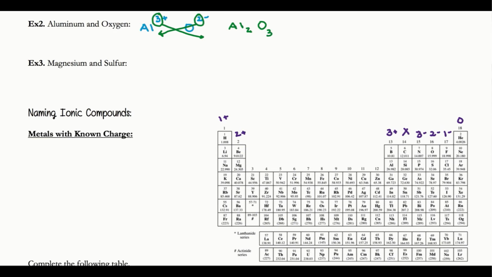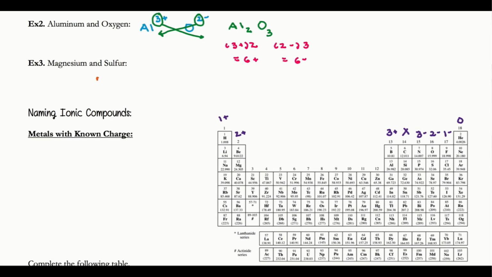I do want to do my due diligence and quickly show you why this is the formula and why I cross my charges. So aluminum has a 3+ charge, and there are 2 of them, which means overall its charge is 6+. Oxygen has a 2- charge. There are 3 of them, which means it overall has a 6- charge. And so the overall charge of aluminum oxide, of this ionic compound, is going to be 0. Okay, let's do one more.